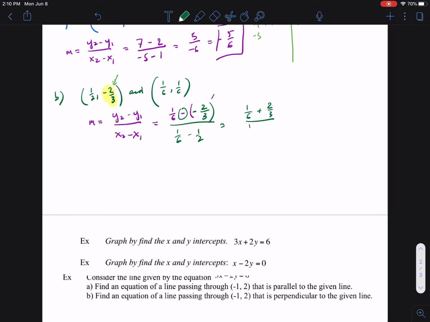So I'm going to go ahead and just leave this like that. I don't know if you remember this, but this is a complex fraction. The way we can simplify this is we can just multiply the entire fraction by the grand LCD. So I'm going to say 6 there, because the LCD of 2, 3, and 6 is 6. So if we do this, we get 1/6 times 6 is going to be 1, plus 2/3 times 6 is going to be 4. And then in the denominator, we have 1 minus 3. So we're looking at 5 over negative 2 as our answer there for the slope.